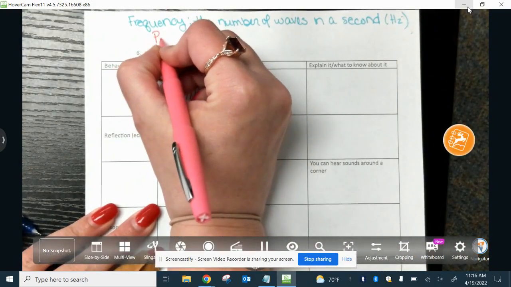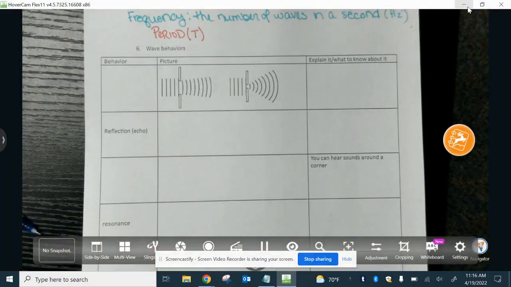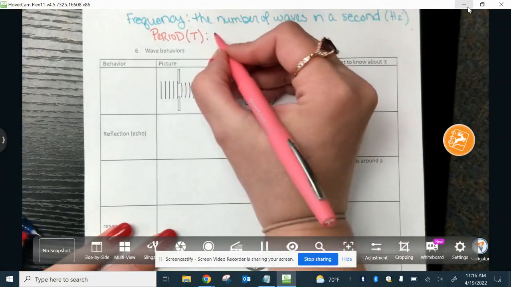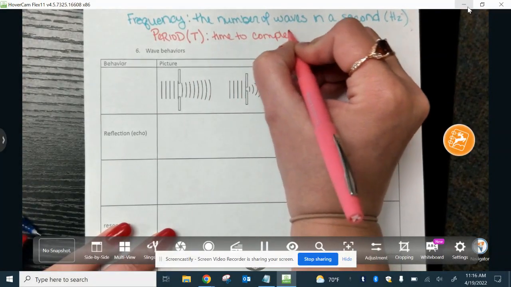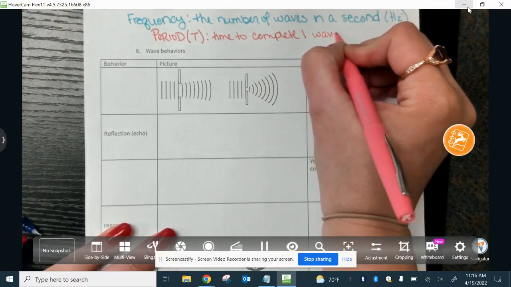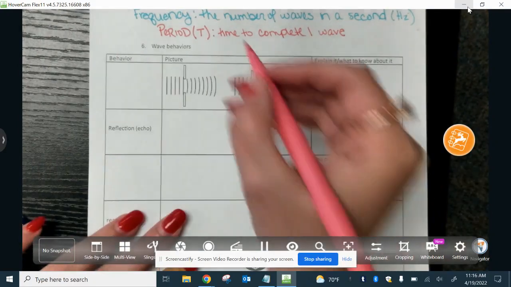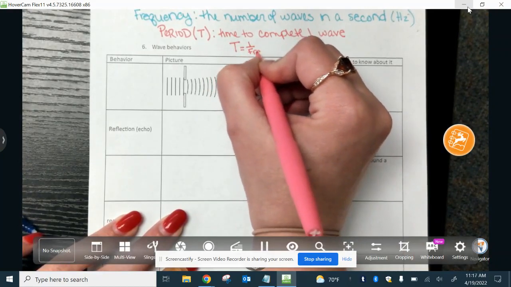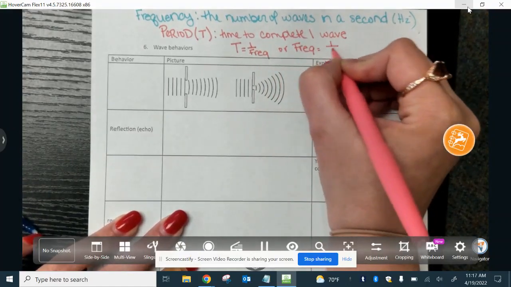The other term that we need to make sure we're clear on is period. Period, because why not, is abbreviated with a big T. This is the time it takes to complete one complete wave. Now, they are related because period is equal to 1 over frequency, or frequency is equal to 1 over period.